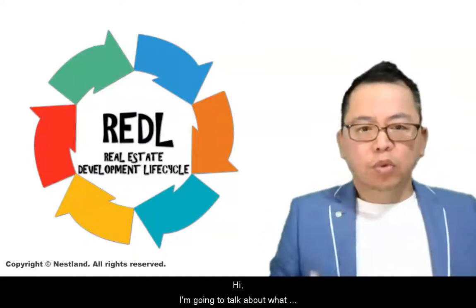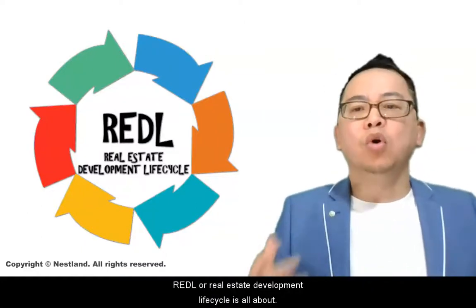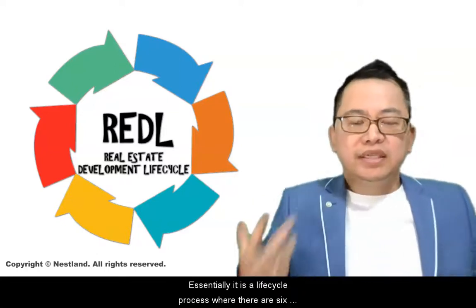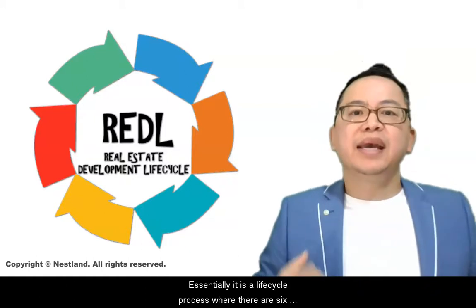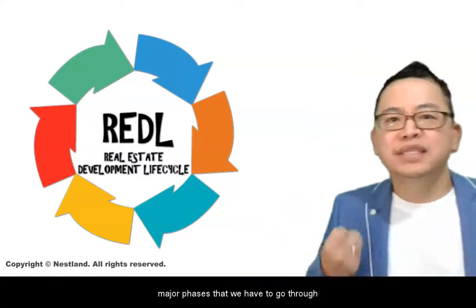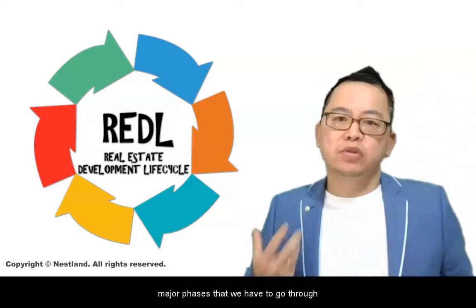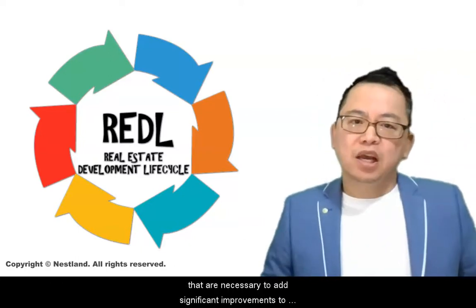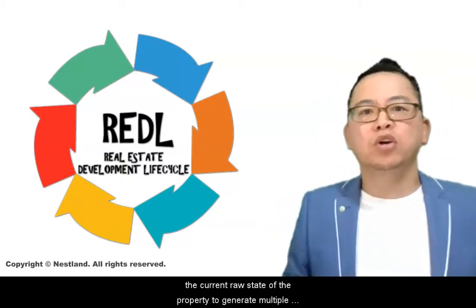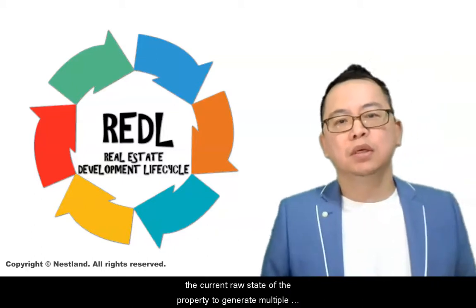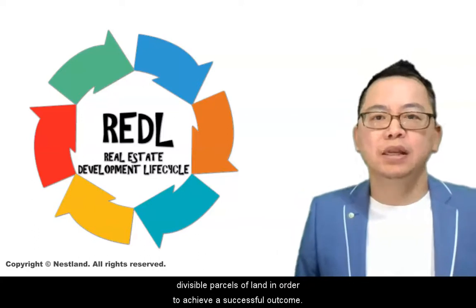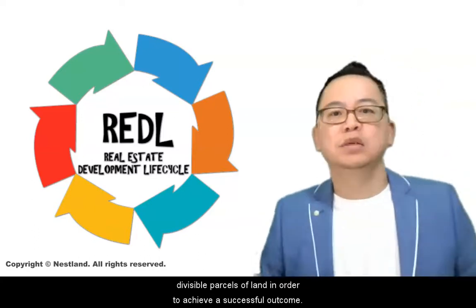Hi, I'm going to talk about what REDL, or Real Estate Development Lifecycle, is all about. Essentially, it is a lifecycle process where there are 6 major phases that you have to go through that are necessary to add significant improvements to the current raw state of a property, to generate multiple divisible parcels of land in order to achieve a successful outcome.